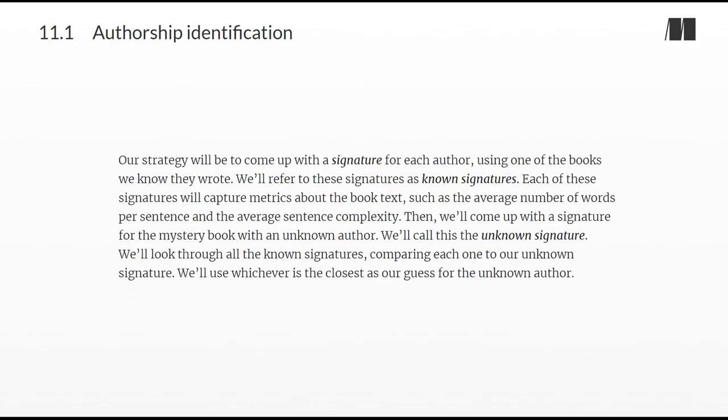Our strategy will be to come up with a signature for each author, using one of the books we know they wrote. We'll refer to these signatures as known signatures. Each of these signatures will capture metrics about the book text, such as the average number of words per sentence and the average sentence complexity. Then, we'll come up with a signature for the mystery book with an unknown author. We'll call this the unknown signature. We'll look through all the known signatures, comparing each one to our unknown signature. We'll use whichever is the closest as our guess for the unknown author.